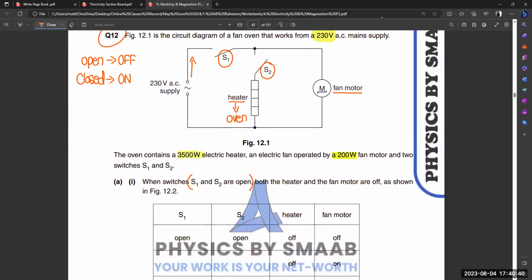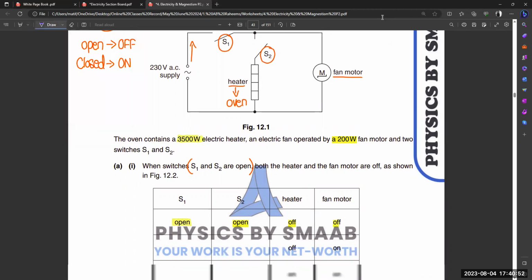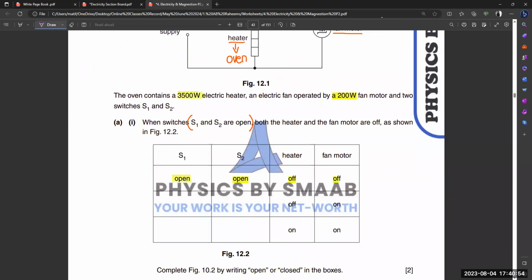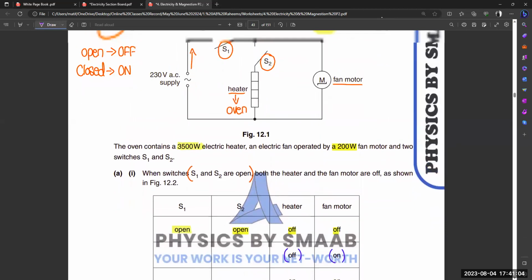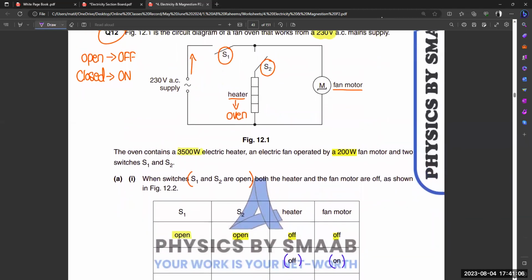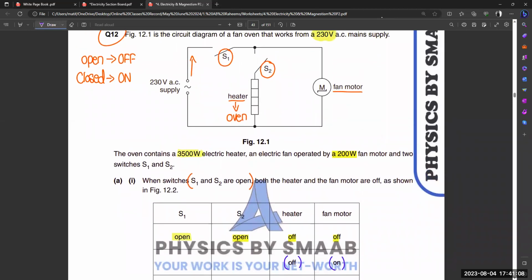So for the diagram, they just mark the values in the table. S1 open, S2 open, heater is off, fan motor is off, right? Now for the next part, we need to fill the table, and for that, they give you a reference point. In the second option, heater is off, but fan motor is on, right? So it means that we need to turn on the fan motor only without turning on the heater. So which switch needs to be open and which switch needs to be closed?